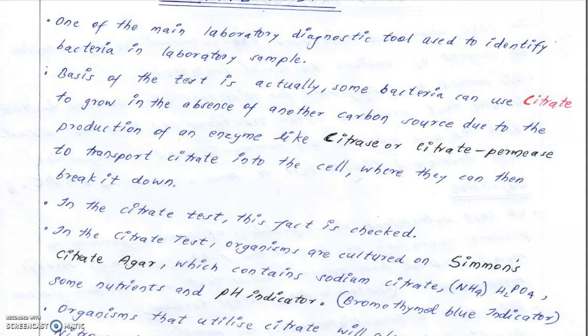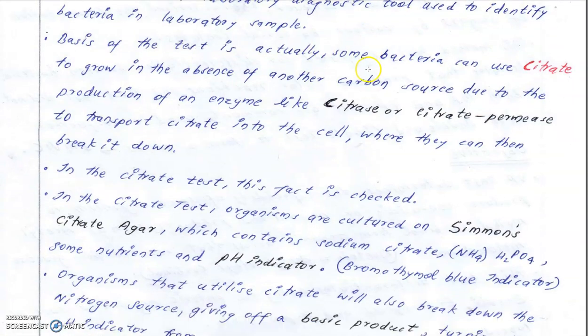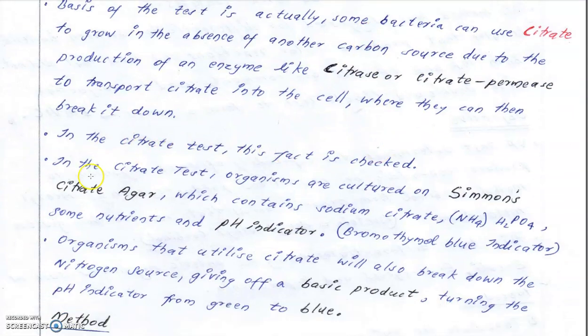Citrate means citric acid. It is a tricarboxylic acid. In the citrate test, this fact is checked. In the citrate test, organisms are cultured on Simmons citrate agar, SCA agar, which contains sodium citrate. That is actually the citrate molecule given as a carbon source.